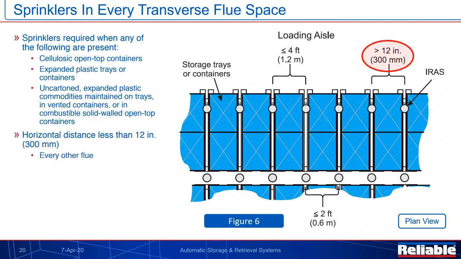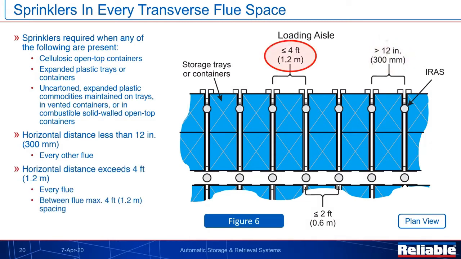If the horizontal distance is less than 12 inches, we get the option to skip to every other flue space. So we'll get some savings in sprinkler heads that way. The horizontal distance exceeds 4 feet, we end up installing sprinklers in every flue space, and then we have to put sprinklers in between the transverse flue spaces.